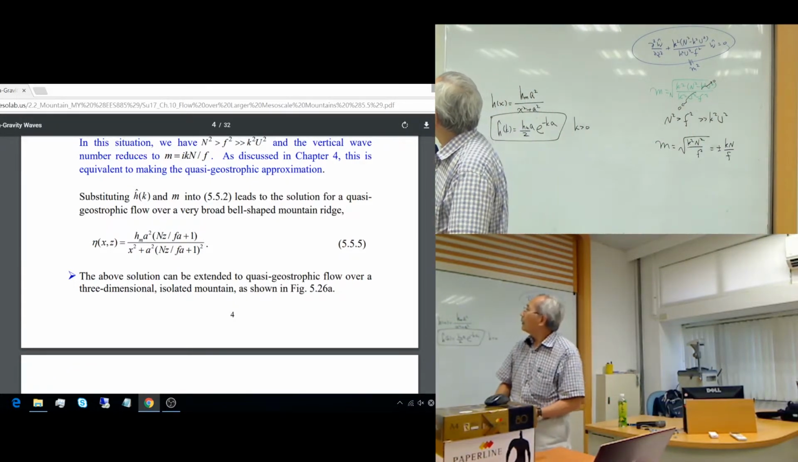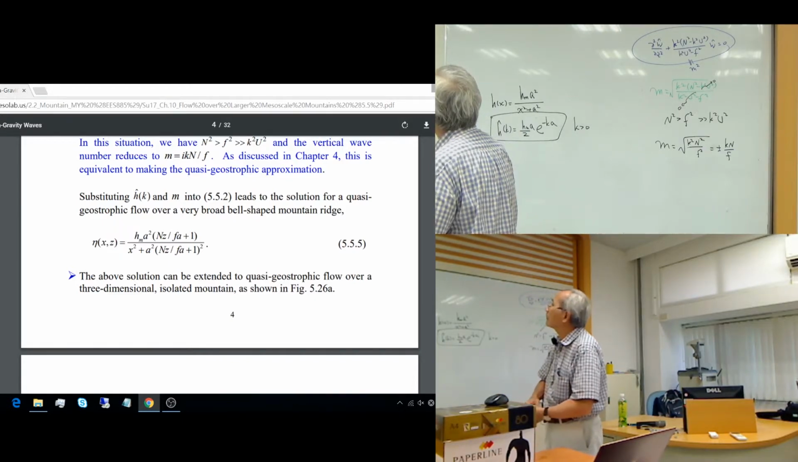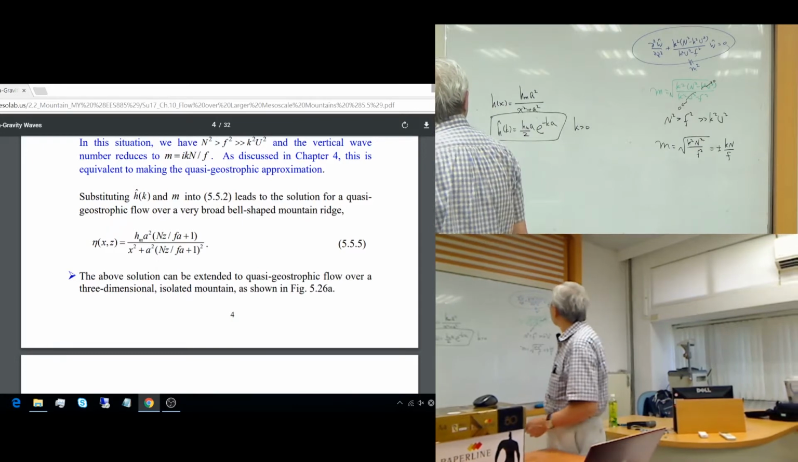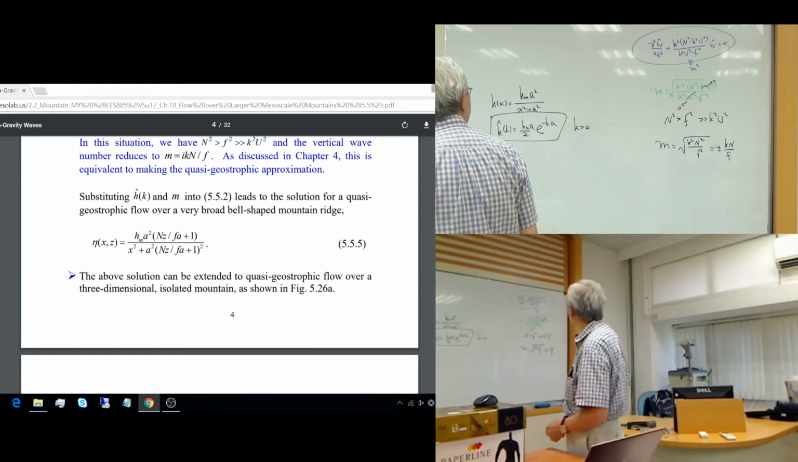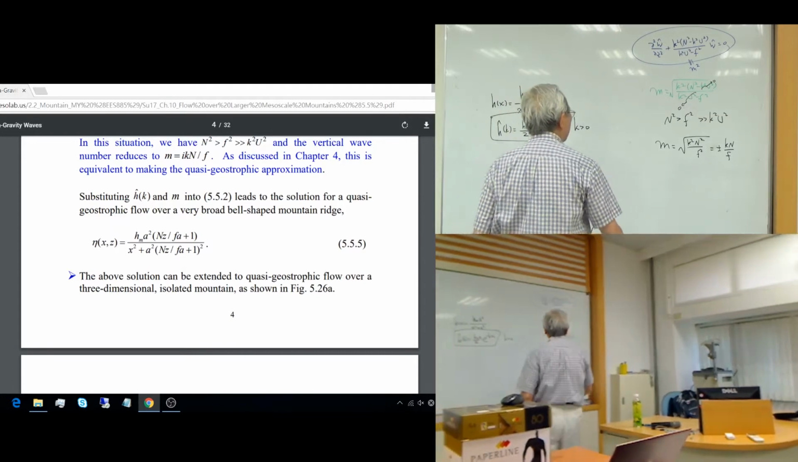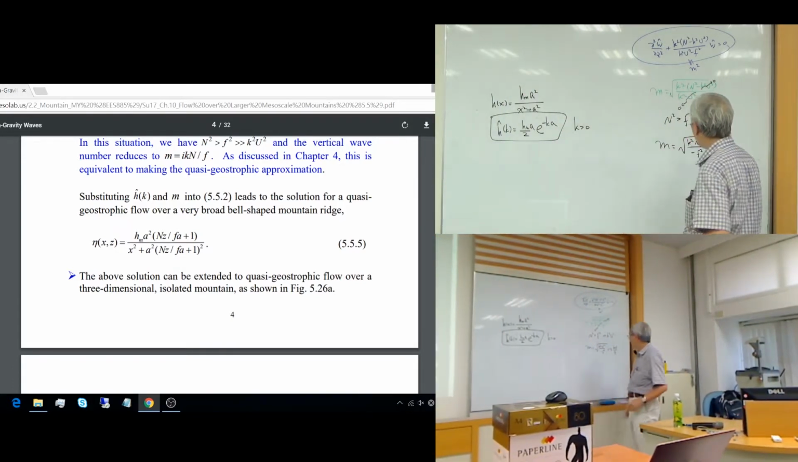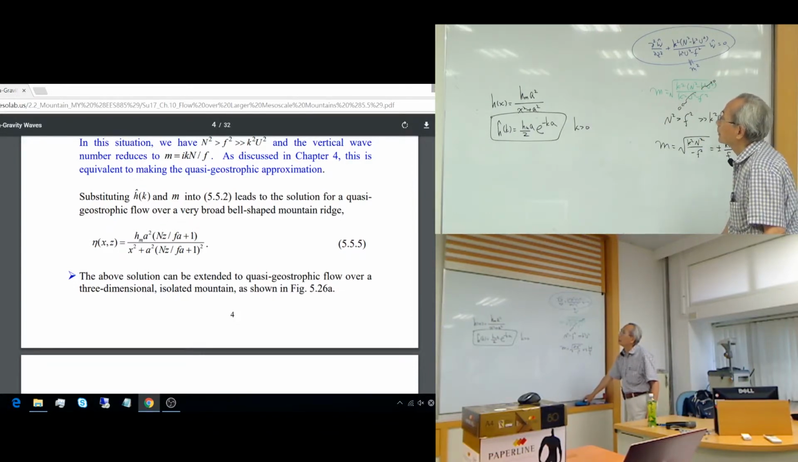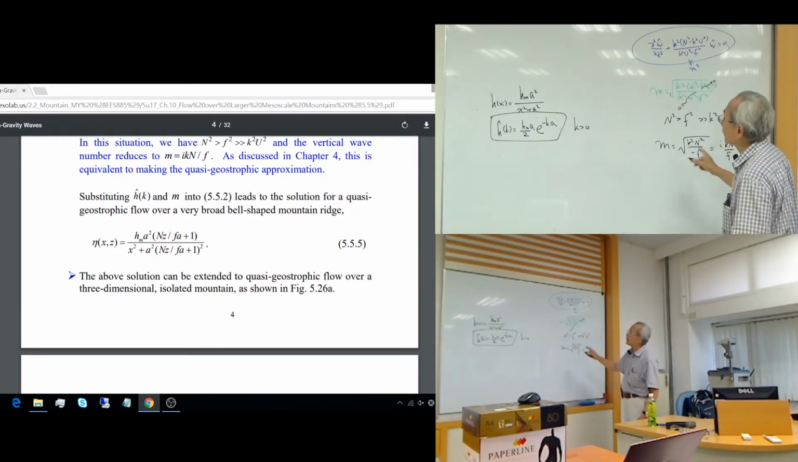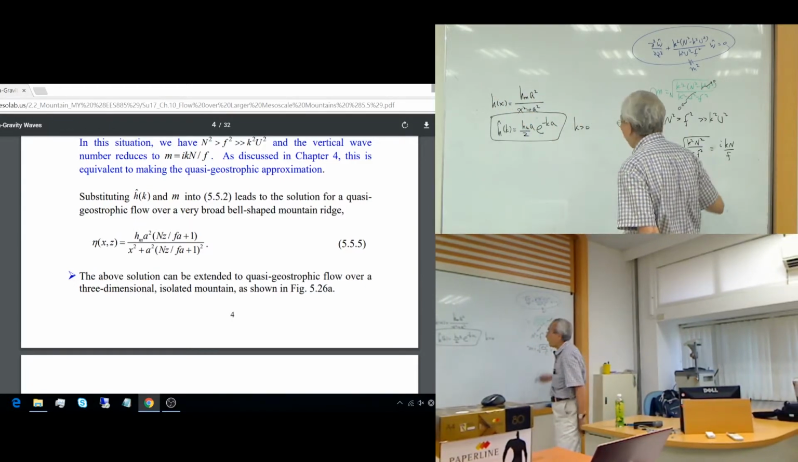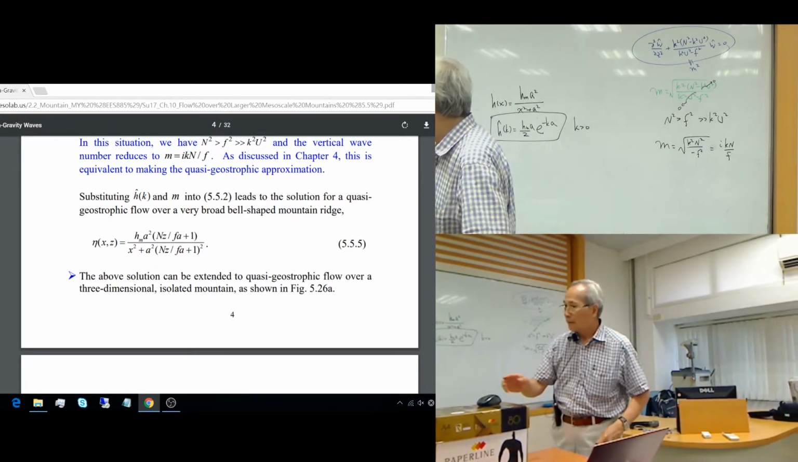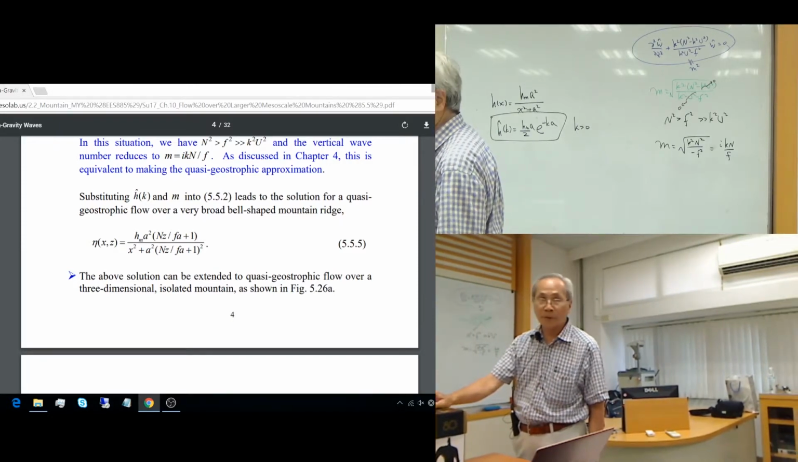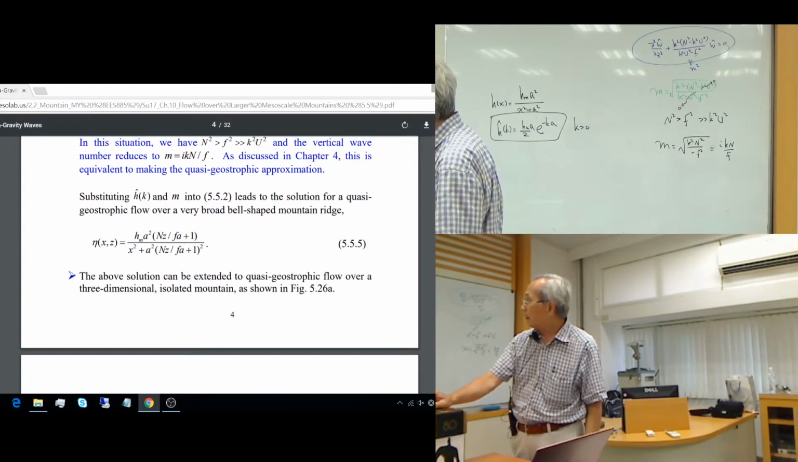Then m becomes, oh, we have to be careful. We have a negative here, right? A negative here. So that gives us i. Let's ignore positive, negative. So that gives i here. So then we have i k n divided by f. As discussed in chapter 4, the inertial gradient waves, this is equivalent to making the quadrature approximation.